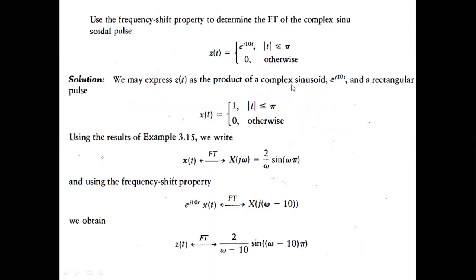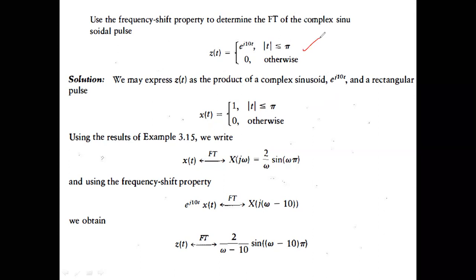Frequency shift property to identify. They have given z of t here. Any big deal? Anything tricky here? Use frequency property to determine the Fourier transform of a complex sinusoidal pulse. So the author here has mentioned that we have to use the frequency shift property.